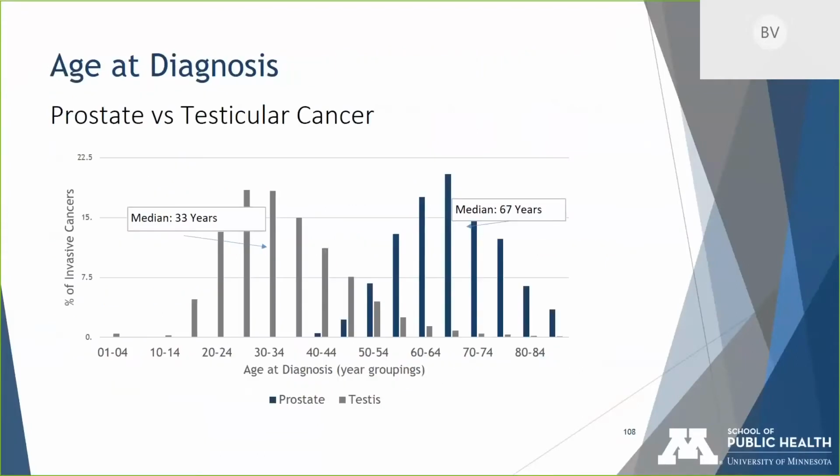Age at diagnosis is something that we often measure. We're usually interested in it. Here's just an example of how prostate cancer differs from testicular cancer. Perhaps this is a better slide for defining your cohort, but if you look at this, the median age for prostate cancer diagnosis is 67 years. So over half of the cases will show up in the Medicare population, the elderly Medicare population, whereas for testicular cancer, the median age at diagnosis is 33 years.